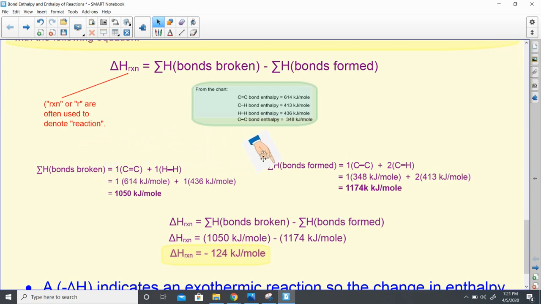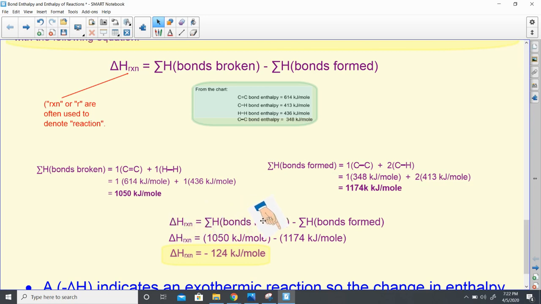On the product side, we're going to form a single C-C bond, and we're going to form two C-H bonds. So the energy that's going to be released from forming those bonds is 340 kilojoules from the C-C bond, which is shown right up here. And we're going to have 413 kilojoules, which is the bond energy of a C-H bond. We multiply that by 2 because we're going to form 2 of those bonds. So the amount of energy that is being used to break the bonds is 1,050.